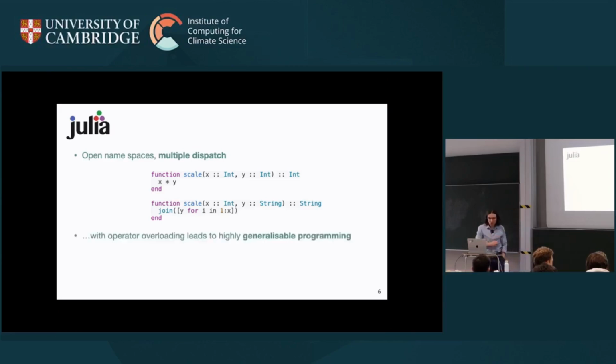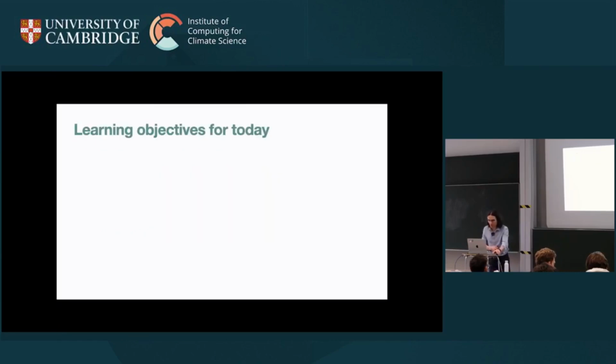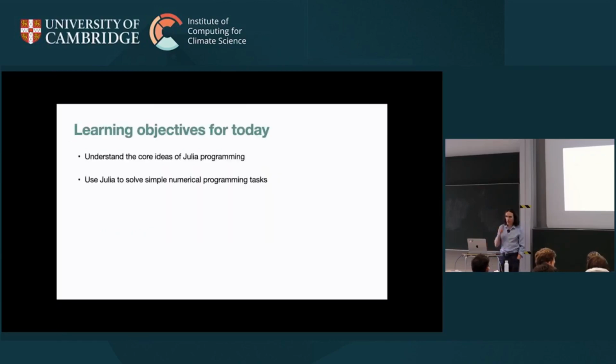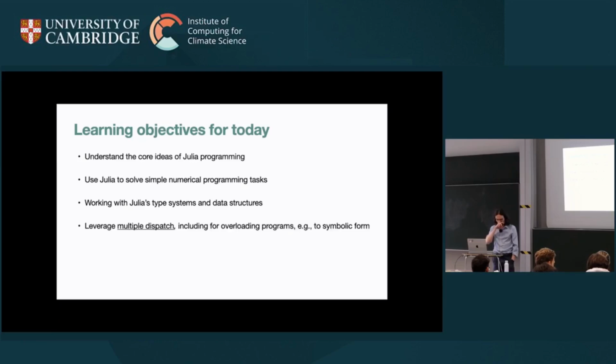Okay. So the operator overloading leads to generalizable programming. All right, so we're going to understand some core ideas of Julia. We're going to use Julia to solve some tasks. We're going to have this sort of look through of the basic ideas first, and then get into some application and learn how to leverage Julia's type system. So I'll do a notebook first, and then we'll go on to the simple energy balance model afterwards.